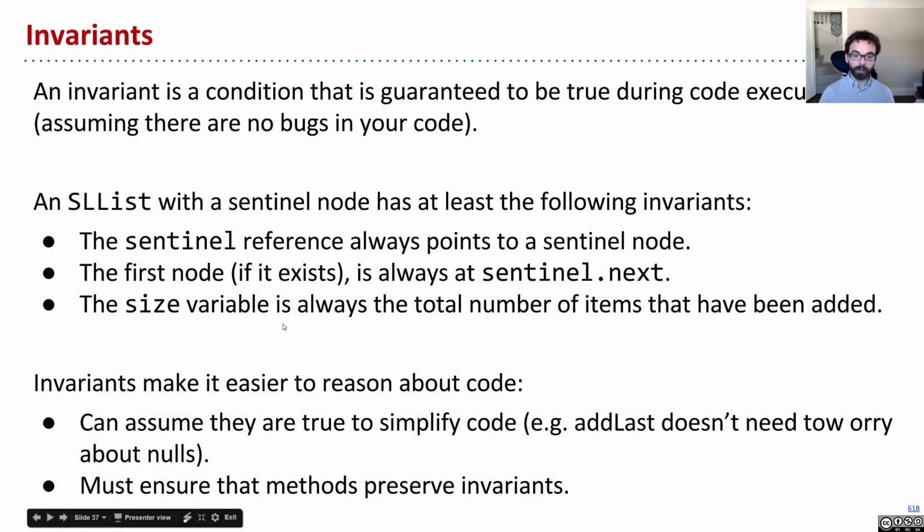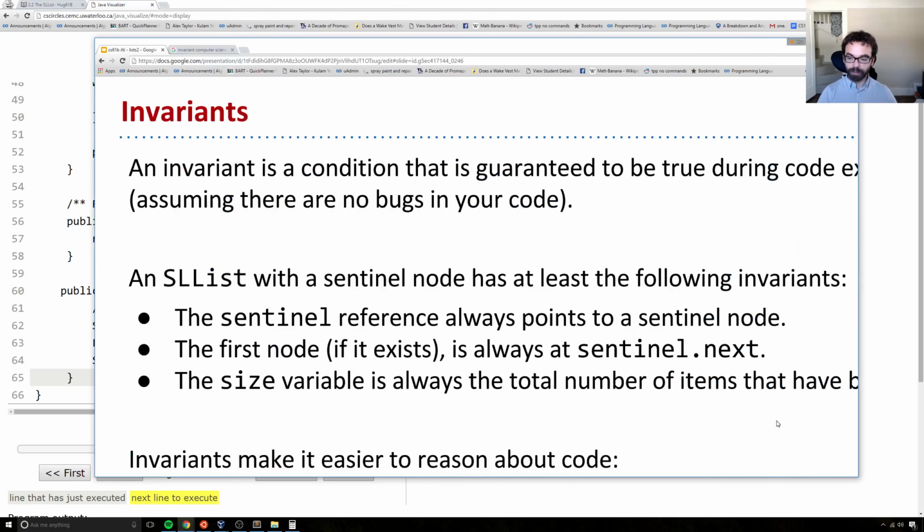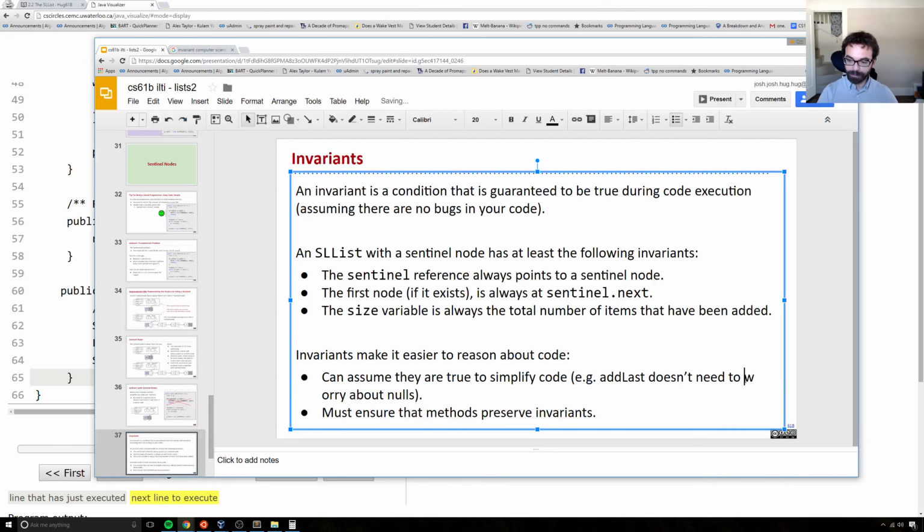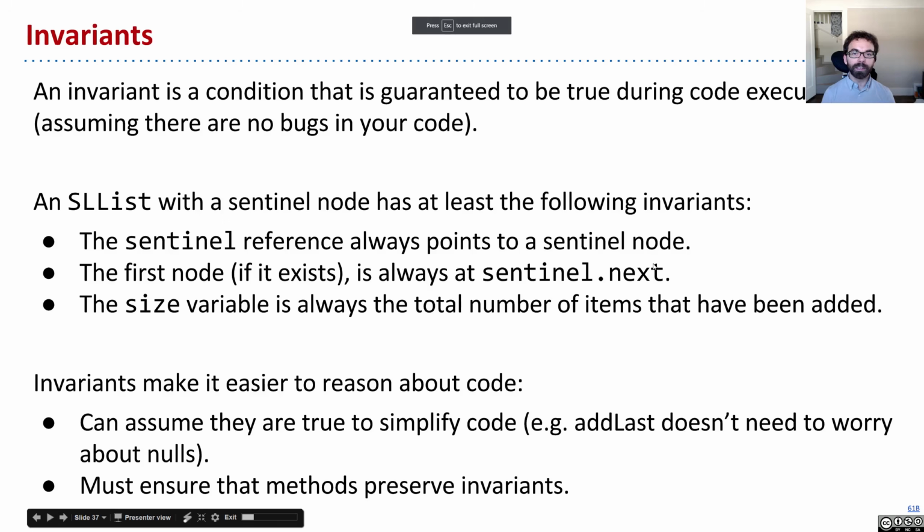Another one is that the size variable is always the total number of items that have been added. What invariants are good for is that they make it easier to reason about your code. You want to write a method that does something like, say, addLast. Well, you know all of these facts. So you know, for example, that addLast doesn't have to worry about a null value at first.